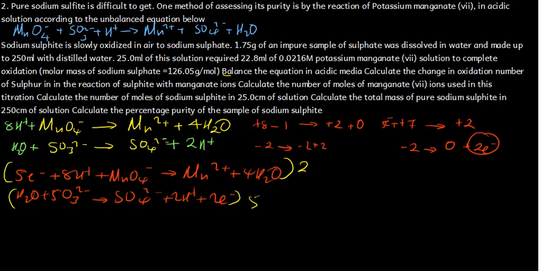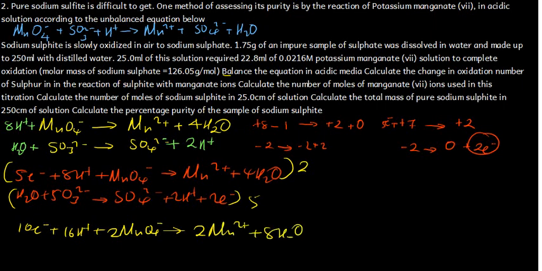And so that will give us 2 times 5, which is 10 electrons, 8 times 2, which is 16 hydrogen ions, and then plus 2 manganate ions, and then we have 2 manganese 2 plus, and then we've got 8 water molecules, and then 5 times the other one, that would be 5 water molecules plus 5 sulfate, that was a sulfite, and that would be 5 times 2 hydrogen ions, which would be 10 hydrogen ions, and then plus 10 electrons.